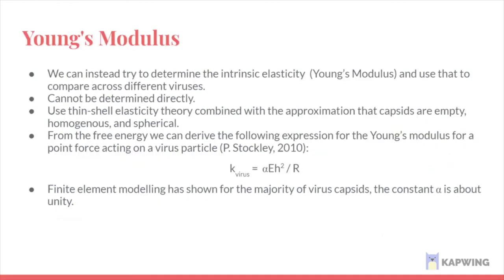Instead, we can use the intrinsic elasticity as quantified by the Young's modulus. Unfortunately, we cannot determine this directly and must use a set of approximations treating the virus as a spherical, homogeneous, empty shell. We can use these approximations to determine an expression that relates the spring constant and the Young's modulus, as shown on the slides. Here, E is the Young's modulus, H is the thickness of the shell, R the radius, and alpha a dimensionless constant, which is usually around unity. We have assumed that H is sufficiently smaller than R to give the limiting form as shown on the slides.